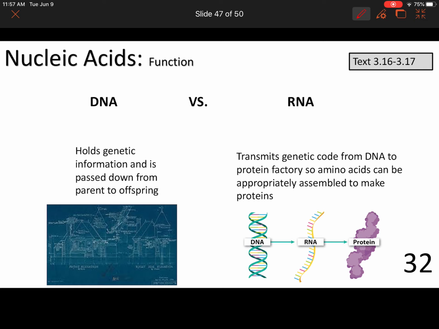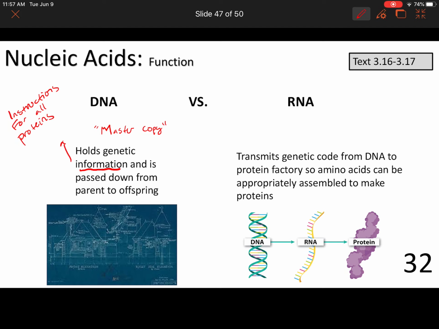Now let's talk about functional differences. Of these two, people are usually most familiar with DNA, so we'll start there first. DNA is essentially the master copy of all of the genetic information. And when we say information, specifically this information is instructions for all proteins. Now, it's essentially instructions for how to build every protein that living organism is capable of producing.